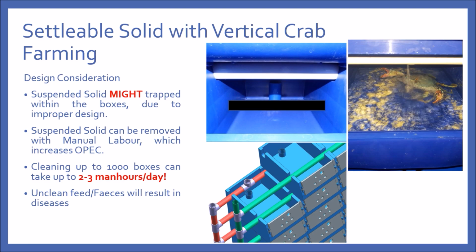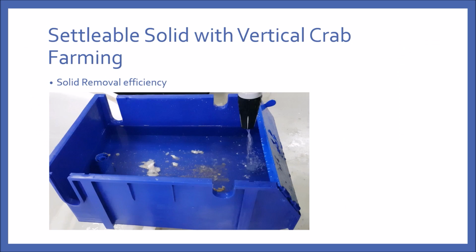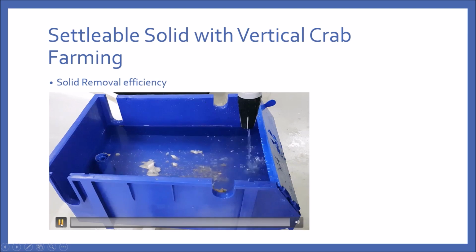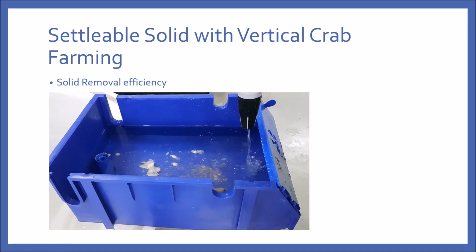We will now show you the typical solid removal efficiency of the box that we are currently using. The box that we are using is made from China, which has an HDPE build, and it also uses an outlet tube to ensure a water level is maintained in the box. As you can see, once an outlet tube is used, most of the feed will accumulate at the bottom.